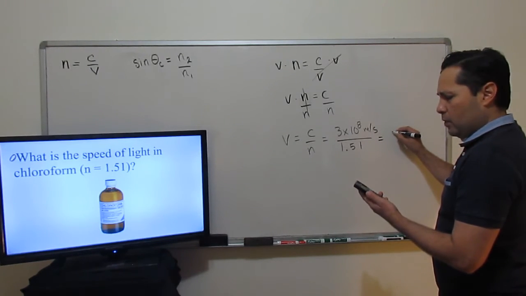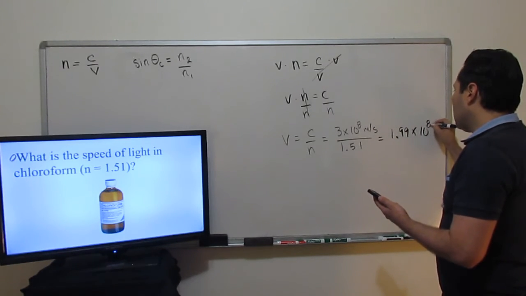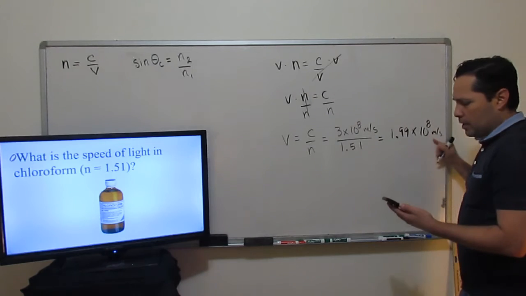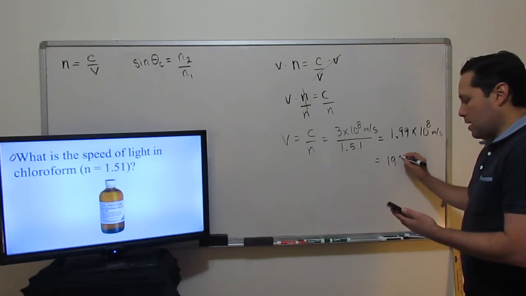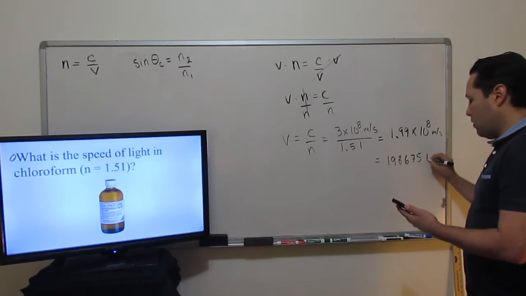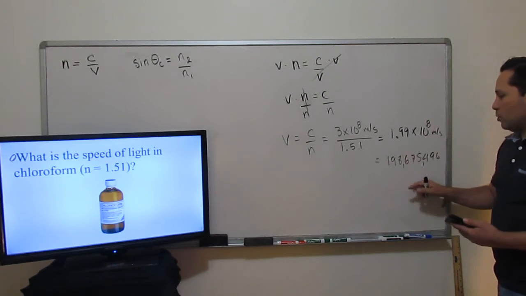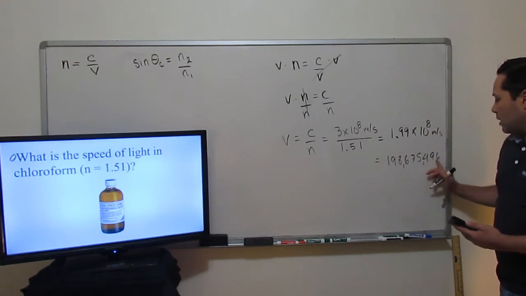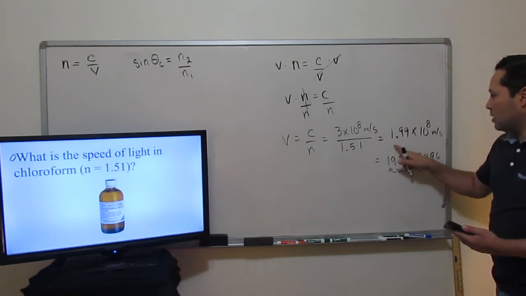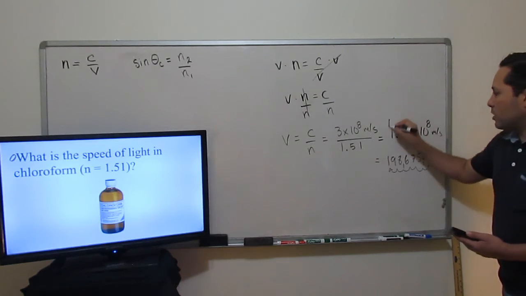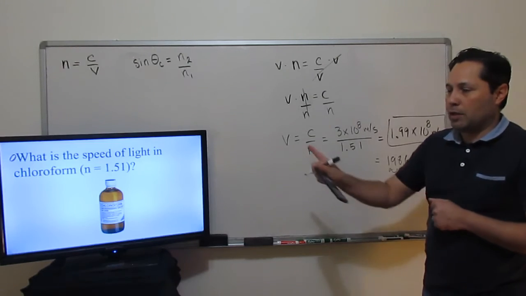I'm going to put it in scientific notation: 1.99 times 10 to the 8 meters per second, rounded off slightly. The calculator actually gave me, in case you're interested, 198,675,496. I just put it in scientific notation, rounded off the 8 to a 9. I move the decimal 1, 2, 3, 4, 5, 6, 7, 8 times. So that's why it's to the 8. So there's our answer, 1.99 times 10 to the 8 meters per second. That's how fast light is traveling inside chloroform.